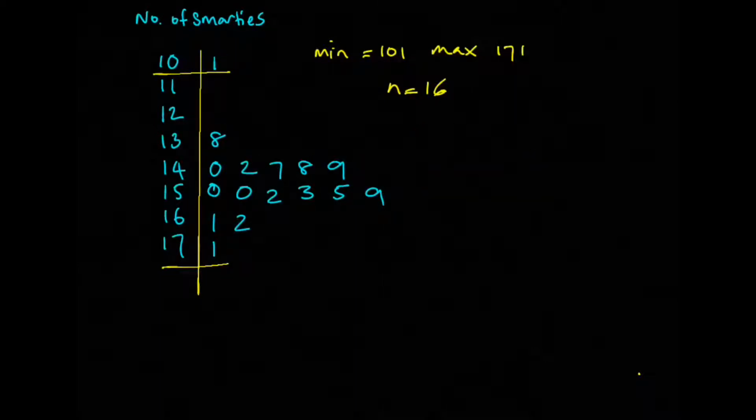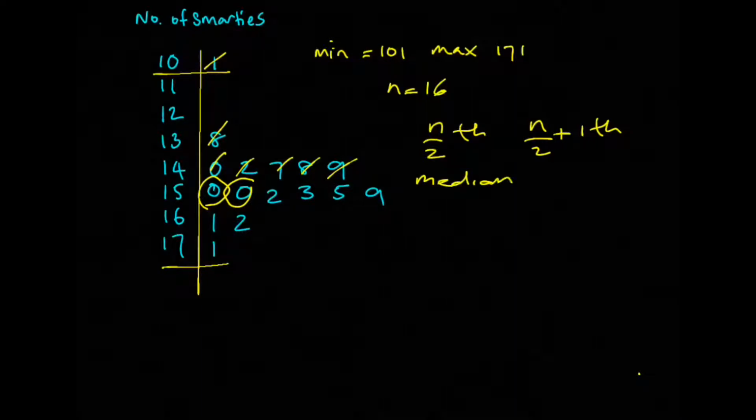But in this case, we have n equals 16, which is an even number. So what we need to do is take the average of the n on 2 position and the n on 2 plus 1th position. So n on 2 is 8. So 1, 2, 3, 4, 5, 6, 7, this number, 150. And n on 2 plus 1 is 16 on 2 is 8 plus 1 is 9. That's 150 as well. So the median in this case, median equals 150.